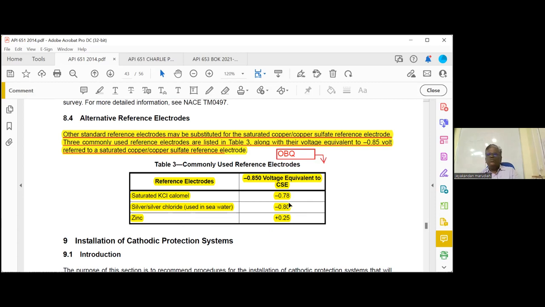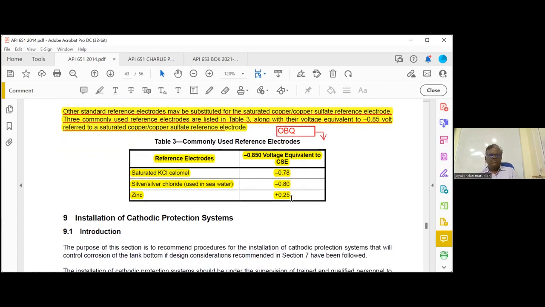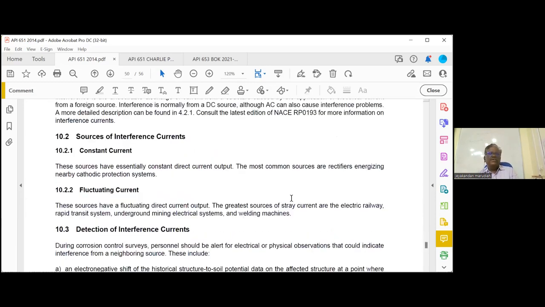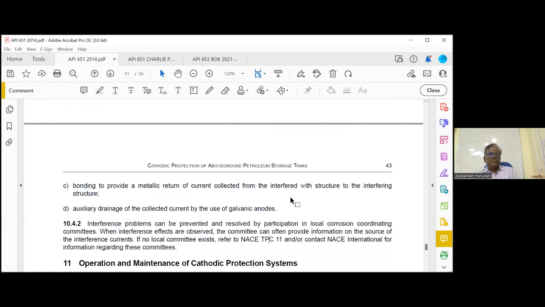If you are using another electrode, what voltage should you use? There is 100 millivolt, the maximum difference allowed. Okay, now chapter 9 is not part of our exam. Chapter 10 is not in the exam, so we'll go to chapter 11, page number 43.